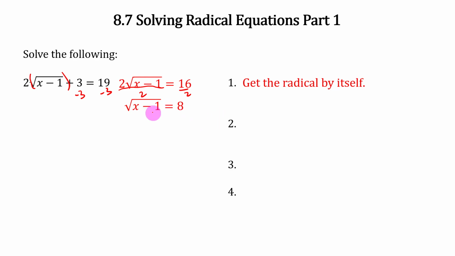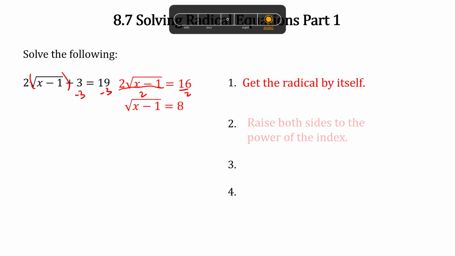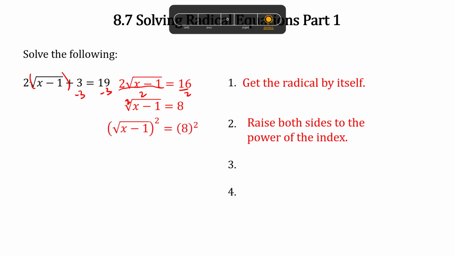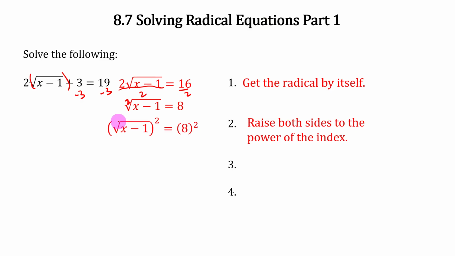Now once I have that, I need to get rid of the square root. Can't do anything with that until I get rid of the 3 and the 2 there. If I get the radical by itself, how do I get rid of a square root? I'm going to square both sides. We raise both sides to the power of the index. The index in this case is not written, but we understand it's 2. So I'm going to square both sides. Over here, it'll just cancel out. Over here, I'll get 64.